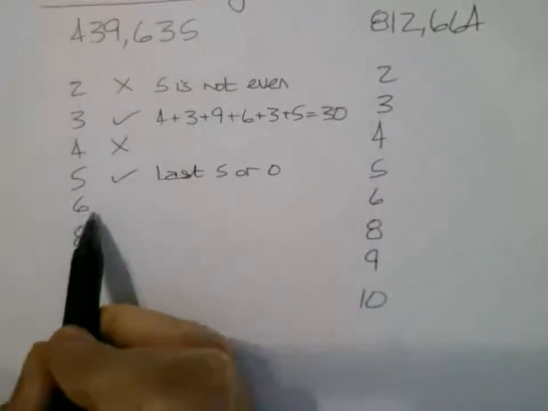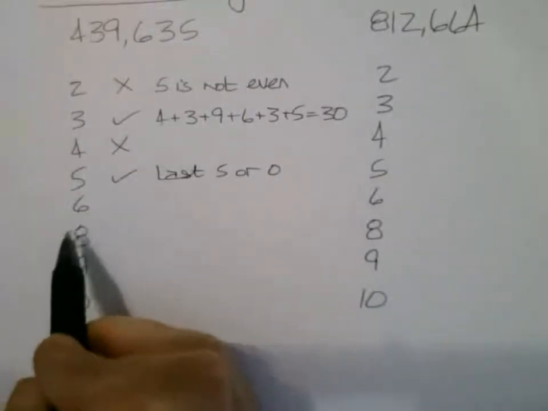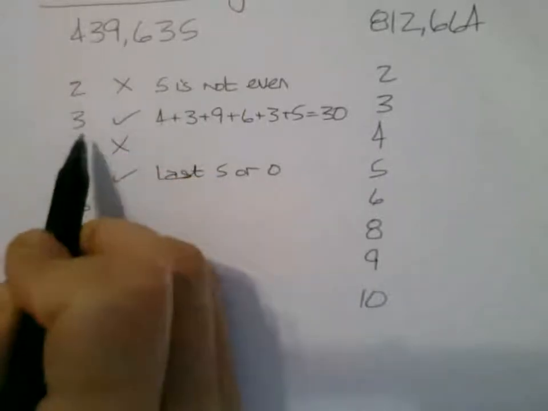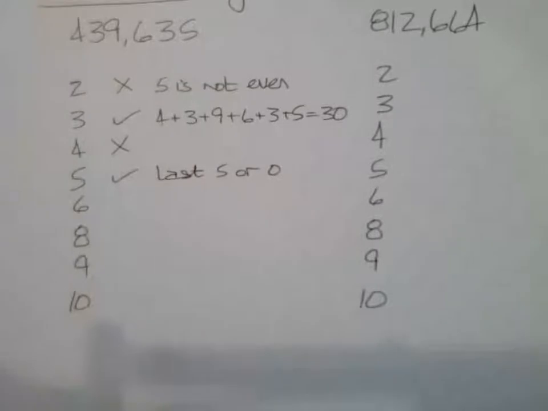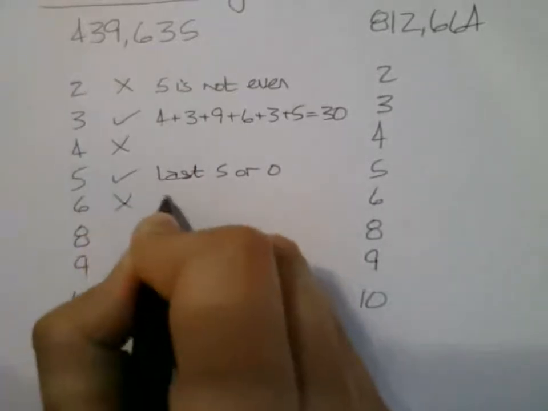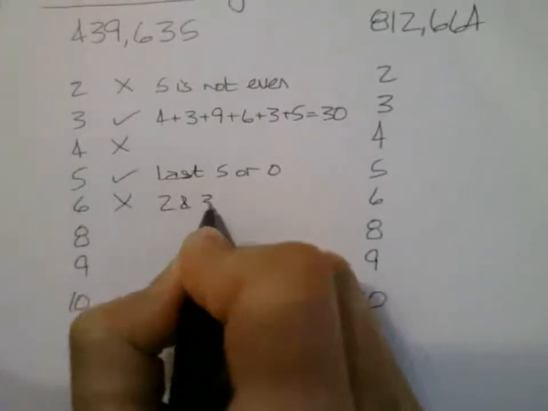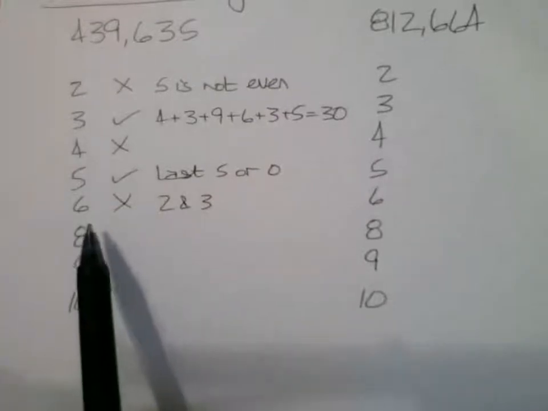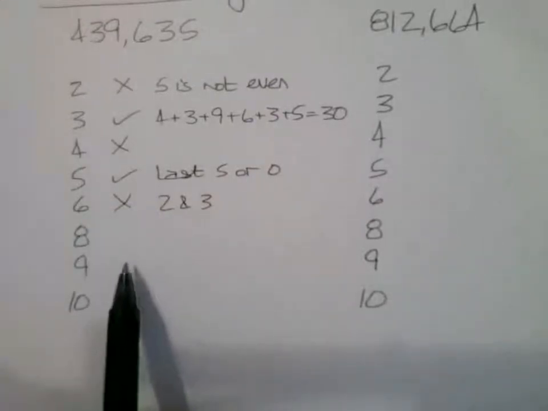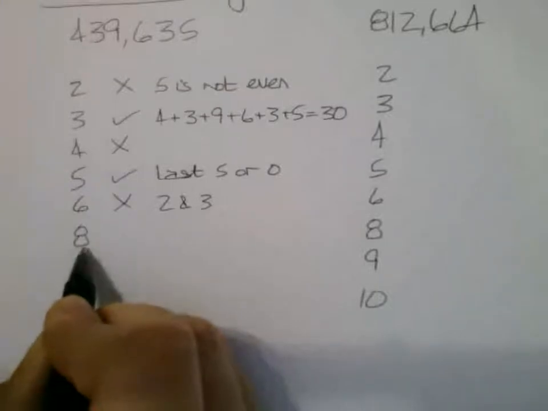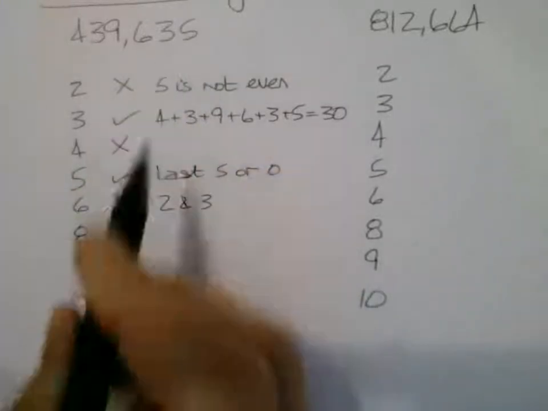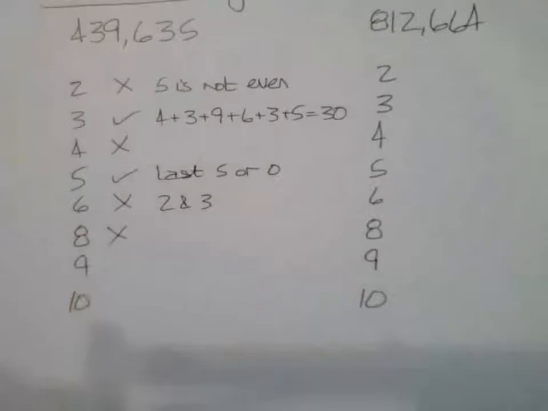The rule for 6: a number is divisible by 6 if it's divisible by both 2 and 3. Well, it is divisible by 3, but it failed the test for 2, so 6 doesn't work. And notice we haven't actually divided anything at all. We're just checking. 8, again, in order to be divisible by 8, my number has to be even. It's not, so 8 won't work.